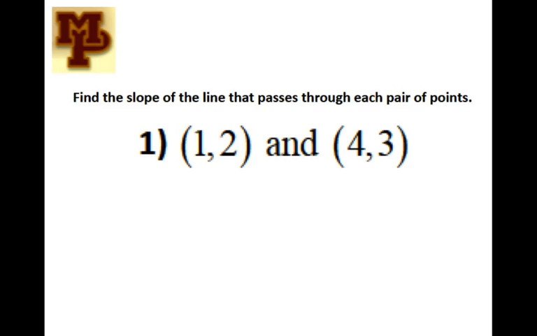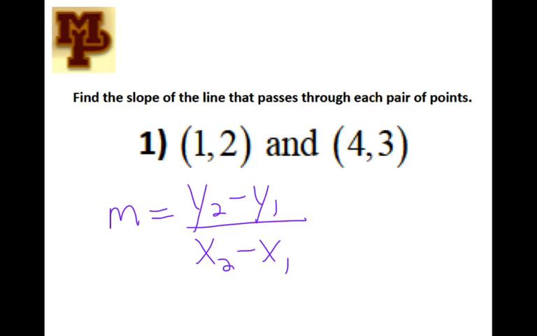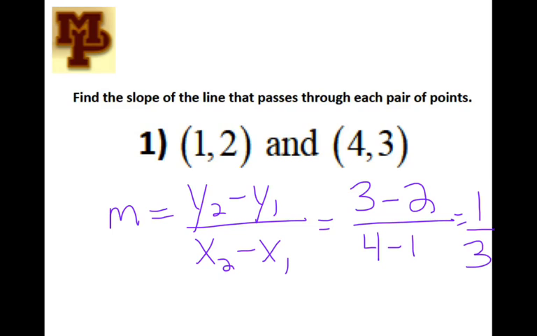So first several are just calculating the slope. So we're going to subtract the y's on top. So this is our formula. So it's going to be 3 minus 2 over 4 minus 1. So that's going to be 1/3. That's your final answer.